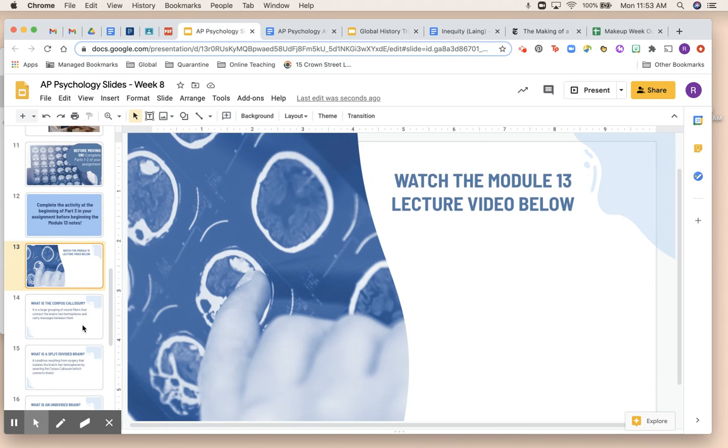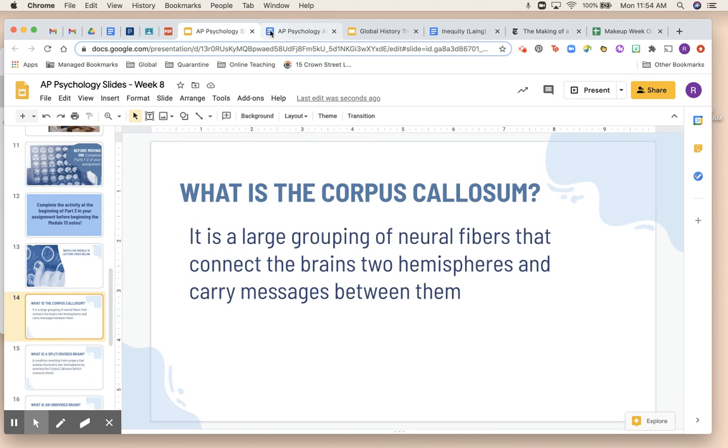So module 13 is all about something called a divided or a split brain. This can be a little confusing to understand because it kind of goes against everything we understand about our brain. But we're going to get into what this is and talk about how it shows us a little bit more about understanding what each side of the brain does.